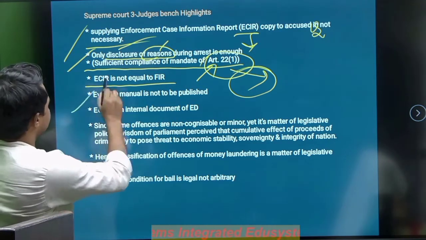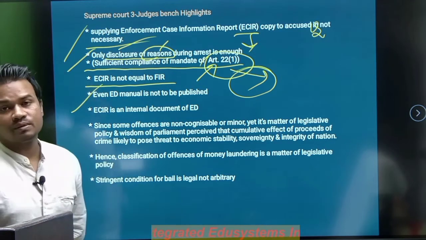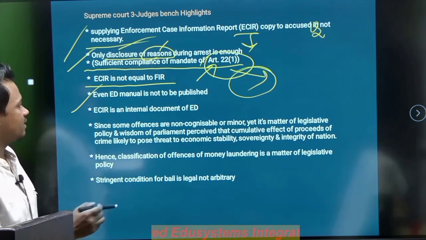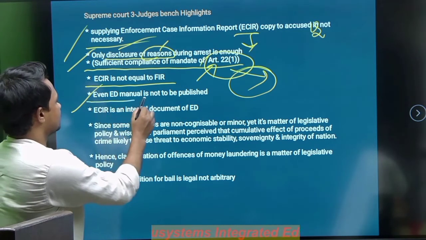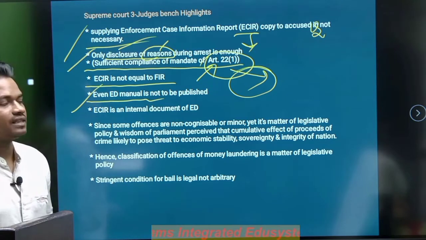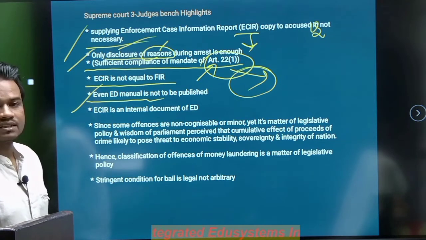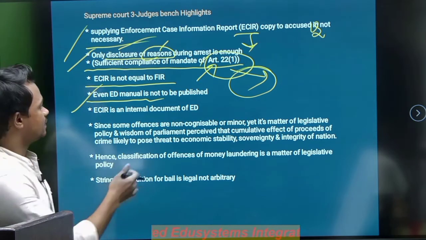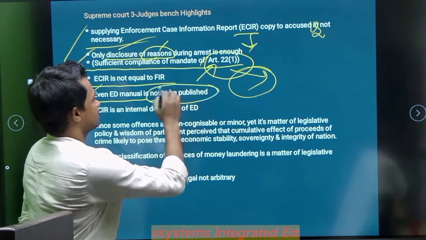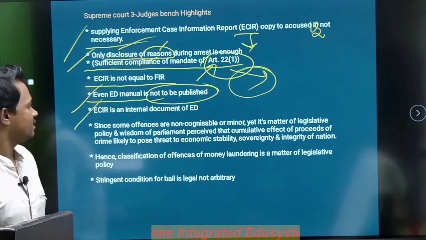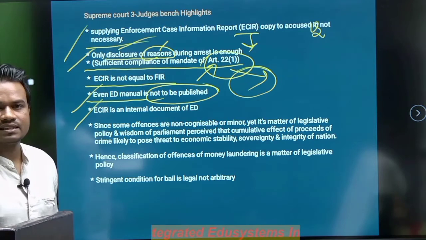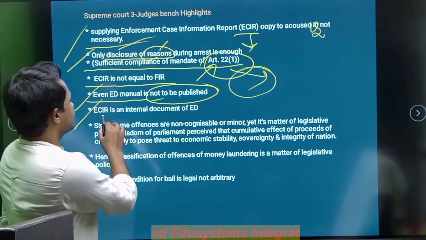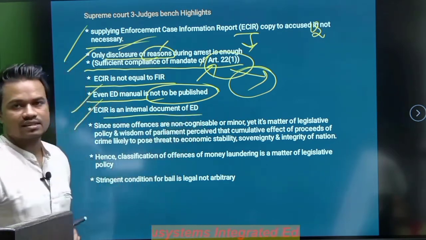And now the next is that the ED manual is not to be published. Going further, the Supreme Court also stated that the ED manual is not subject to publication. And the next is that the ECIR, the Enforcement Case Information Report, is an internal document of the ED. This is again an important point.